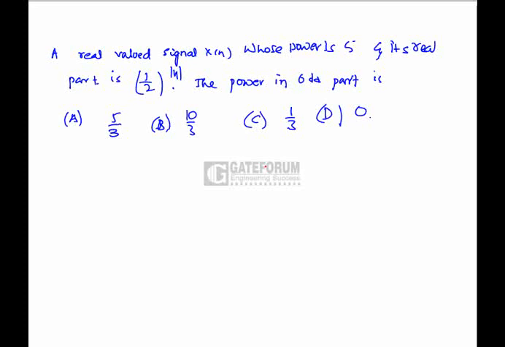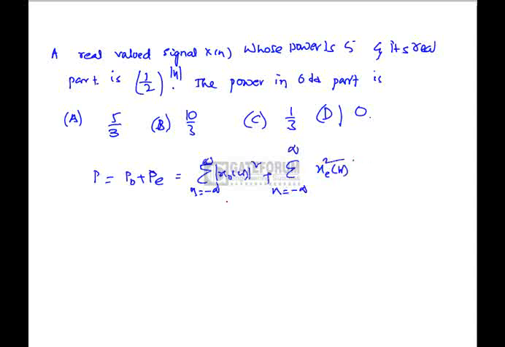Question: a real valued signal x of n whose power is 5 and its real part is (1/2) to the power mod n. The power in the odd part is what we need. We know that total power is nothing but power in odd part plus power in even part. Here, the sum over n from minus infinity to infinity of x_o[n] whole squared, plus the sum over n from minus infinity to infinity of x_e[n] whole squared.